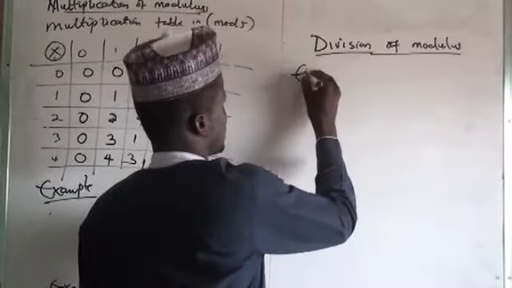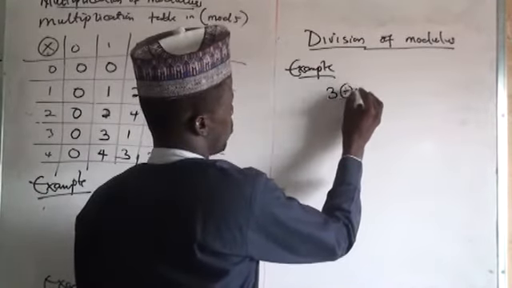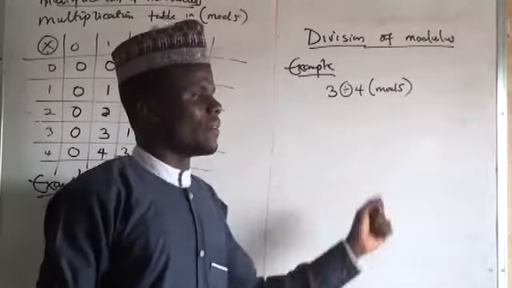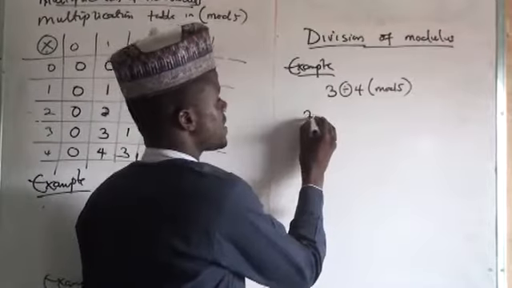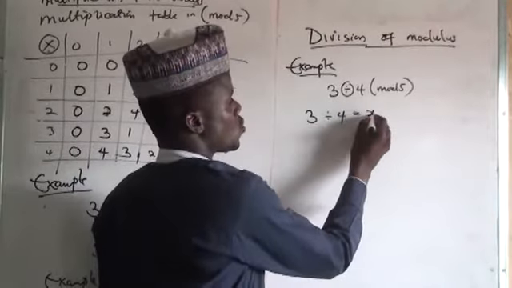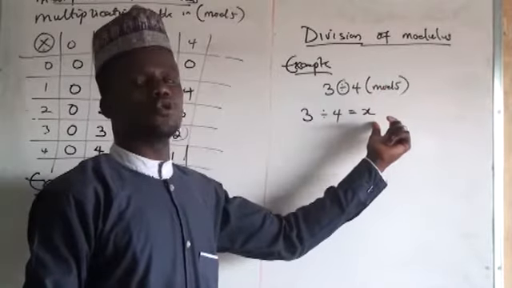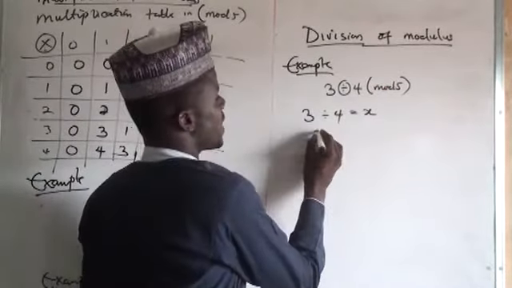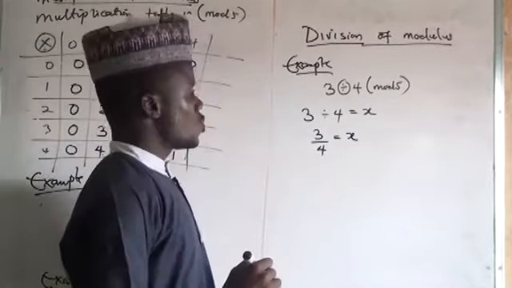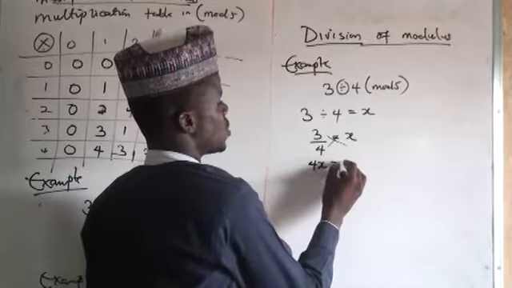How come? Look at an example now. We say, for example, 3 divided by 4 under mod 5. What are we going to do? We take it as a solution. Let's say 3 divided by 4 equals x. We need to know what 3 divided by 4 under mod 5 is, and we say it is x. So in this case, 3 all over 4, that is the division, equals x. When we have this, we cross multiply and we say 4x equals 3.